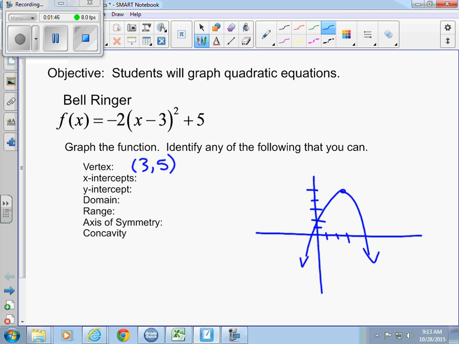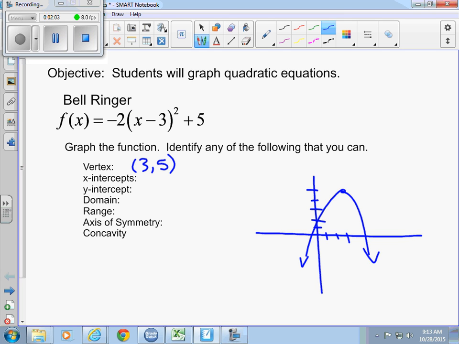Okay. Is everyone getting 3, 5 for the maximum point? X equals 3, y equals 5. Anyone not know how to do that from yesterday? Second trace maximum, you go to the left of the maximum, push enter, go to the right of the maximum, then push enter.